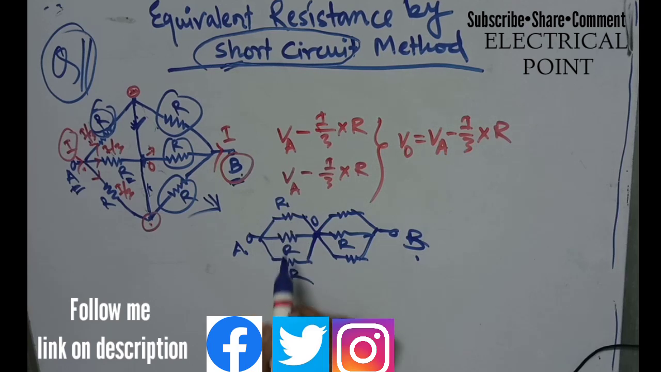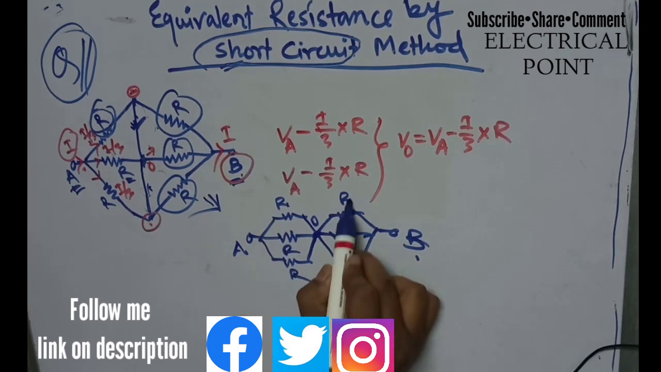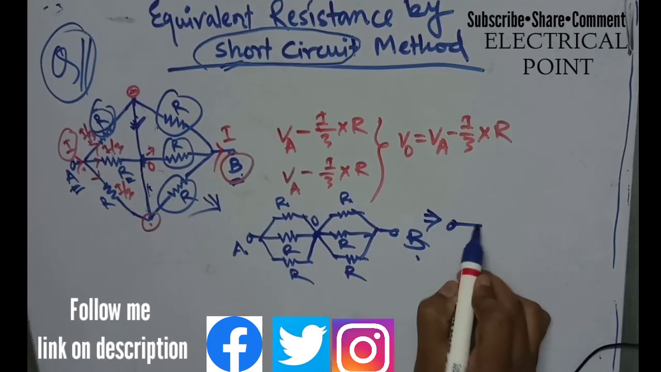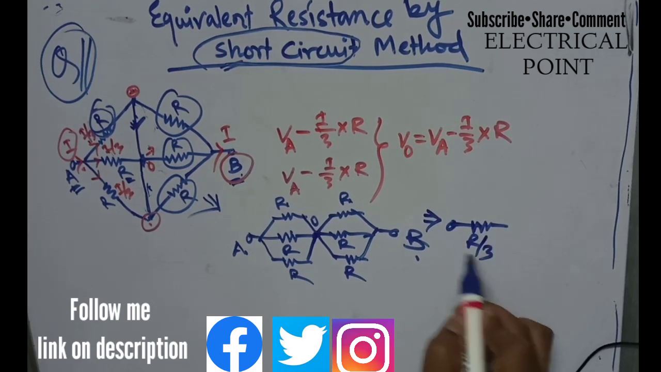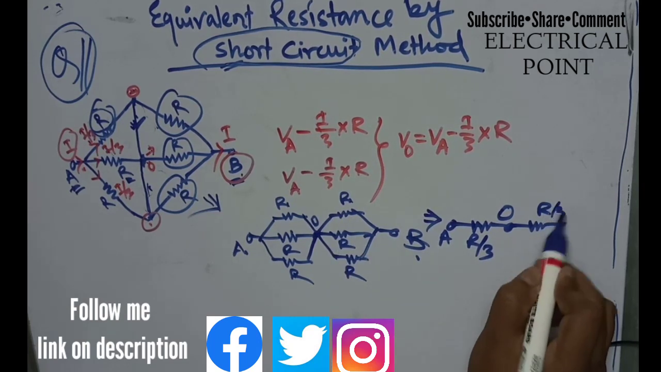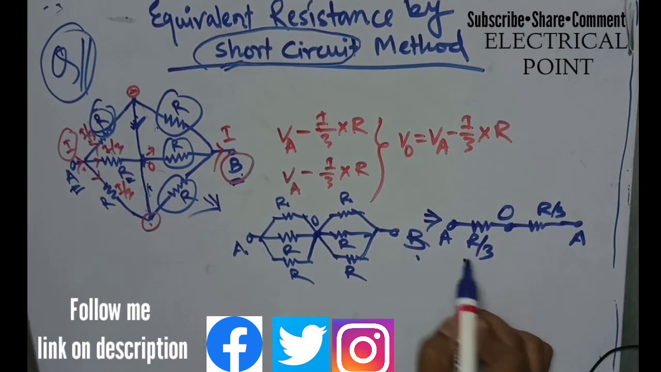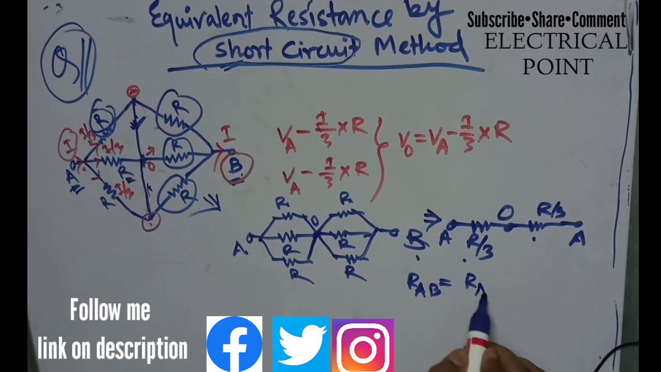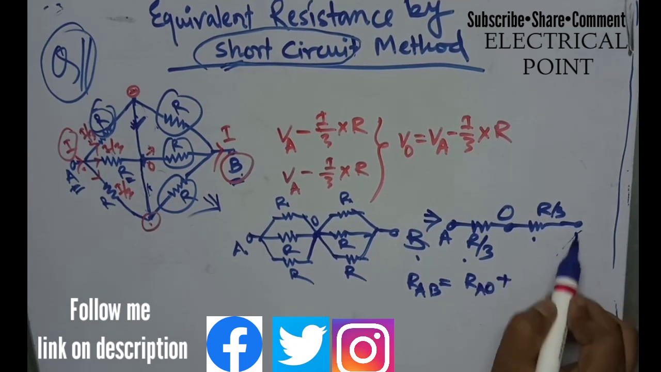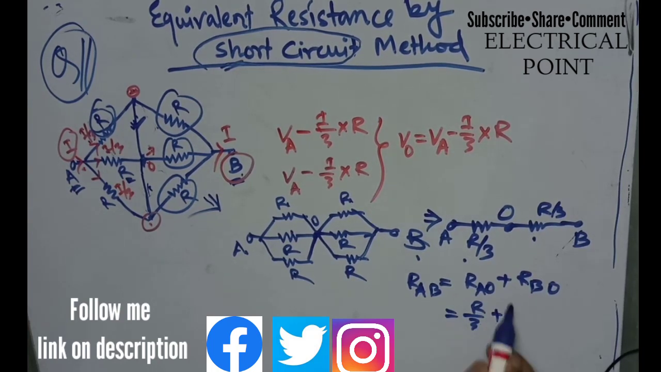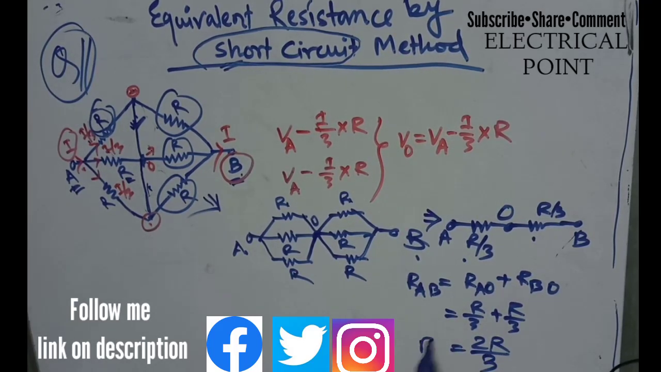Now you see this and these resistances are in parallel, and again this and these resistances are in parallel. All have the same values, so the equivalent resistance will be R by 3, and here we have the O point, and this will again be R by 3 resistance. Now this R by 3 and this R by 3 are in series, so RAB will be RAO plus RBO, which is R by 3 plus R by 3, and the answer will be 2R by 3.